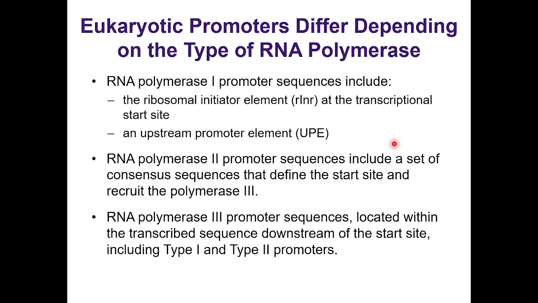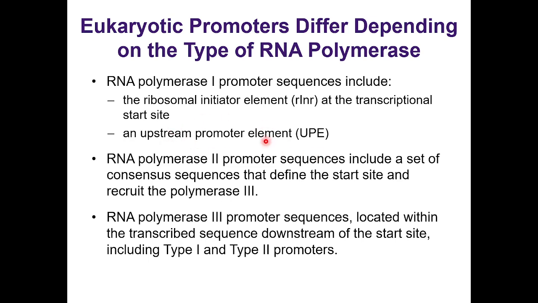The RNA polymerase 1 promoter sequences will include the ribosomal initiator element, that is the R. Now this is I. Oftentimes people mess this up, and it's very common for you to hear this. So be a little careful when people start saying these quickly, okay? So RI initiator, IN, right? R. This is going to be at the transcriptional site. The upstream promoter element, which is UPE.